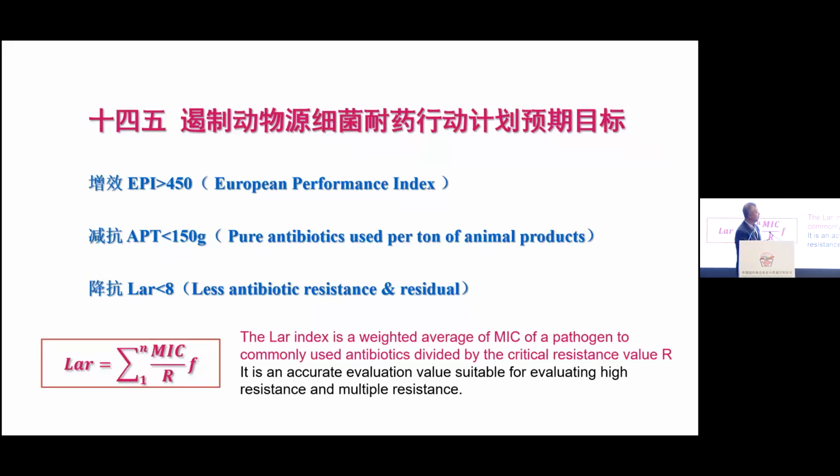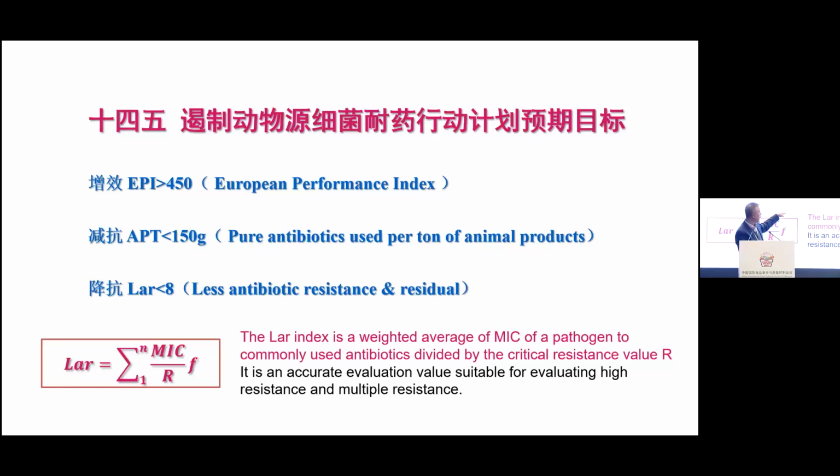During the 14th 5-year period, we have such expectations, but this is not required by the Ministry of Agriculture. Technically, we proposed such parameters. Number 1, we need to go on with the rearing and husbandry. They cannot reduce their output. Number 2, APT. That means for each ton, what is the total volume of antibiotics? APT is lower than 150 grams, and for cows, maybe it is only 40 or 50 grams.